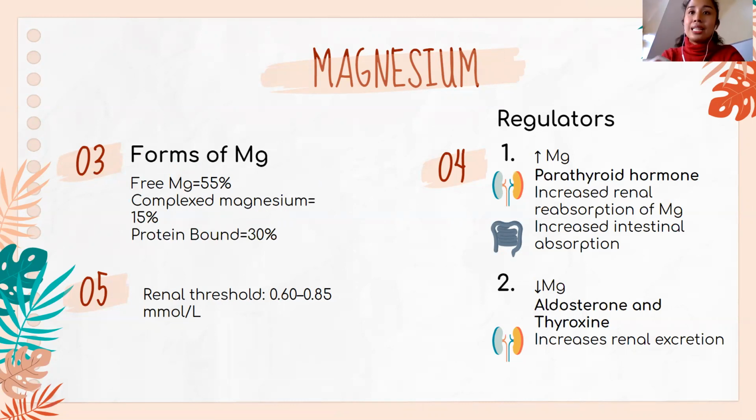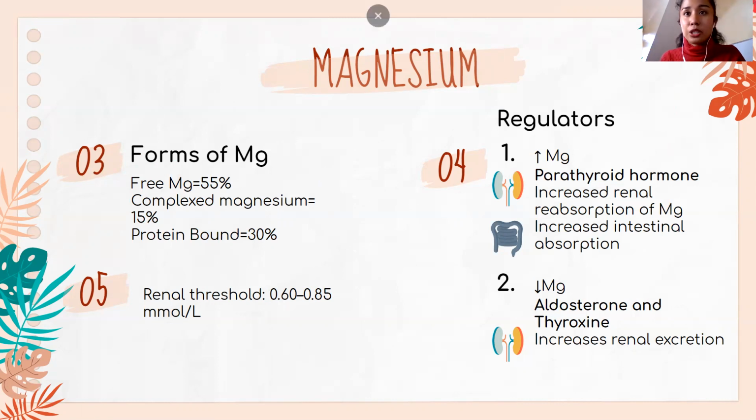So class, what regulates your magnesium? We have 3 hormones. First one is your parathyroid hormone. Class, huwag kayong malilito. The major electrolyte that parathyroid hormone regulates is calcium. But it also impacts your magnesium. Pero pag parathyroid hormone, ang nasa isip nyo is calcium, ha?